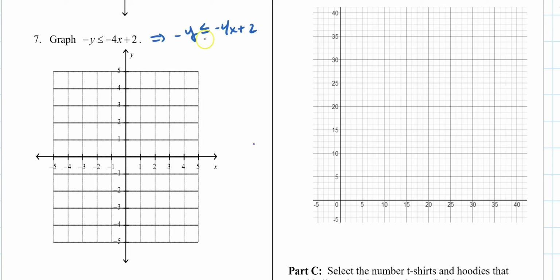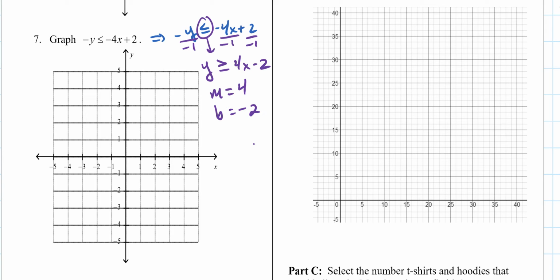I'm going to divide both sides by negative 1. Divide everything by negative 1. So y is now greater than or equal, because I had to flip my sign, 4x minus 2. And now I can find m and I can find b. M is positive 4, b is negative 2.